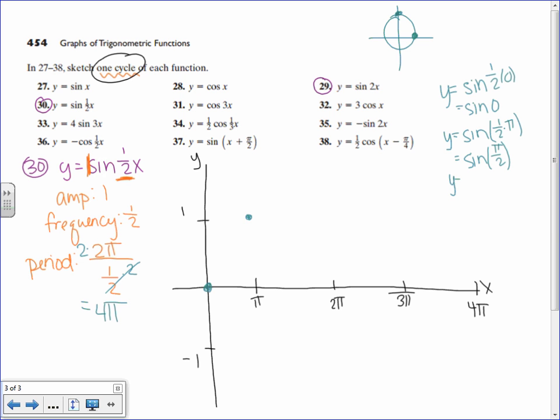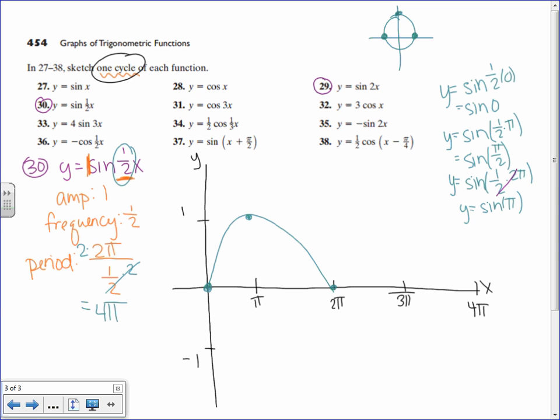Next, I can plug in 2 pi. Y is equal to the sine of 1/2 times 2 pi. Here, the 2's cancel. So really, this is the sine of pi. Pi is 180 degrees. 180 degrees is right here on the unit circle. The sine value, the y value, is 0. All right, and as you can see right now, I only have the first half of my sine curve between 0 and 2 pi. And that makes sense because my frequency is 1/2. All right, 1/2 because 1/2 of the cycle happens between 0 and 2 pi.